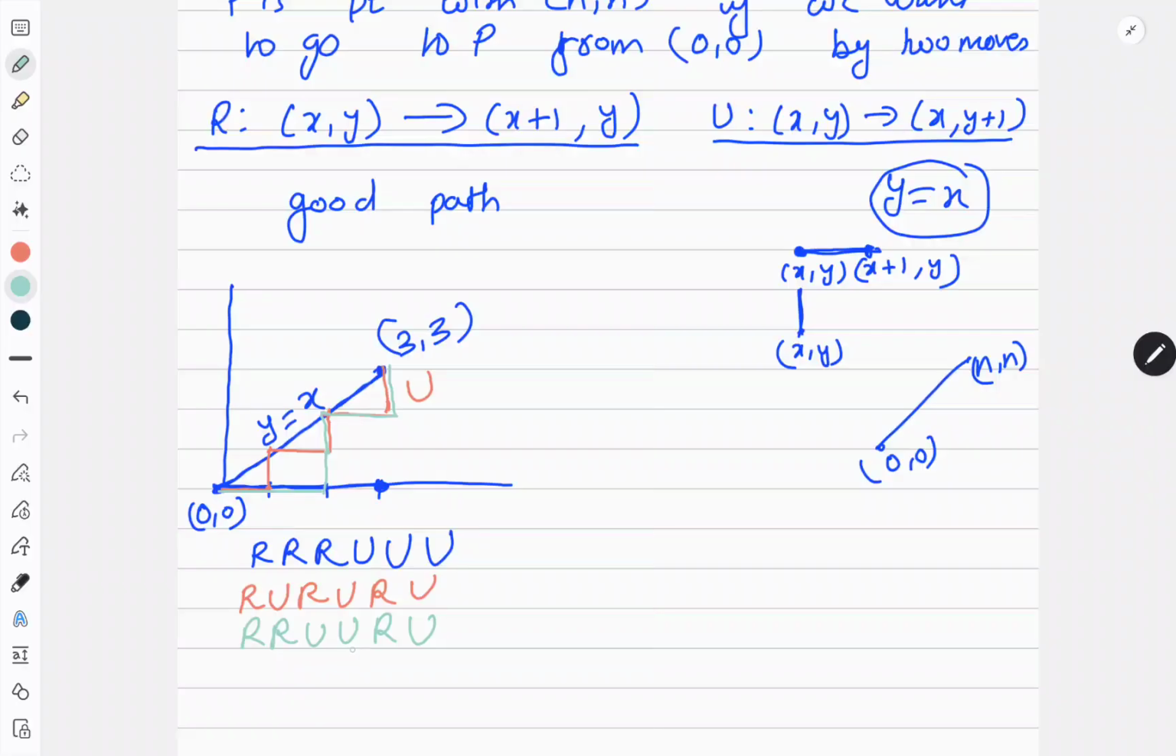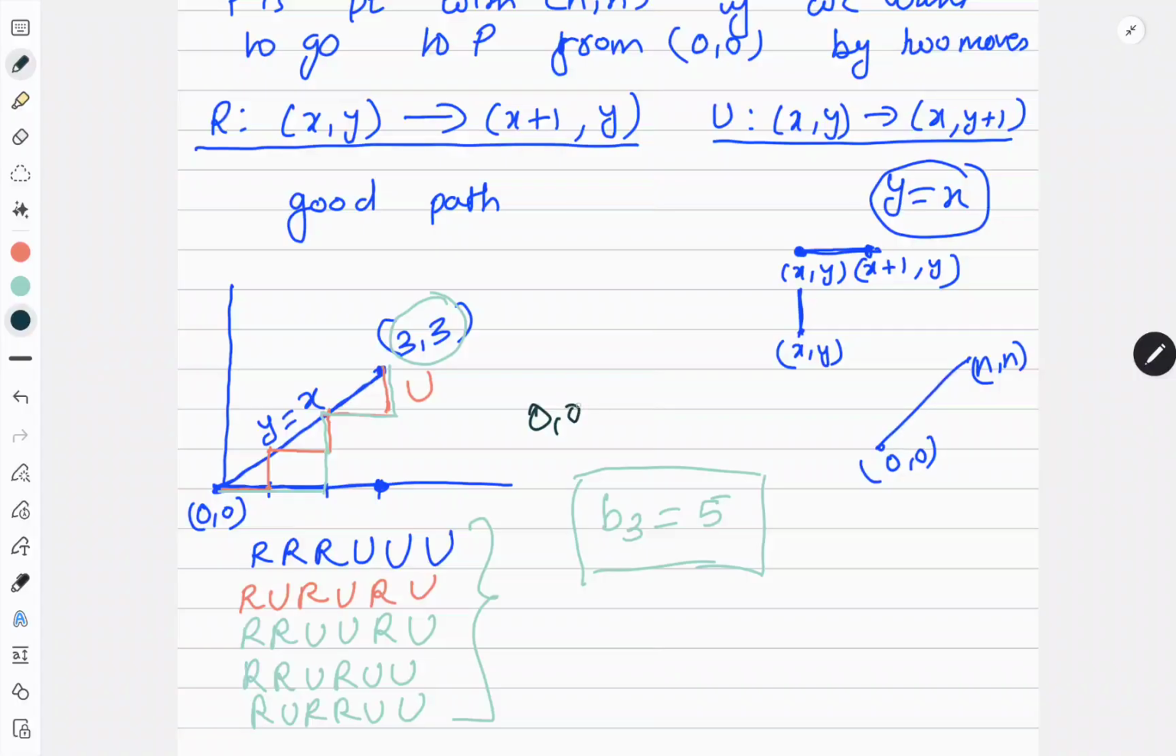Now try to figure out more paths. R, R, U, R, U, U. R, U, R, R, U, U. So how many paths did I get? I got 5 paths, and I moved till 3, 3. So B3 is 5. This is how I got the answer. So suppose you want to move from 0, 0 to n, n, how many ways can I move?